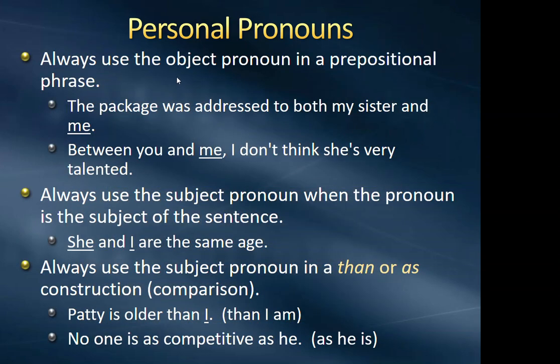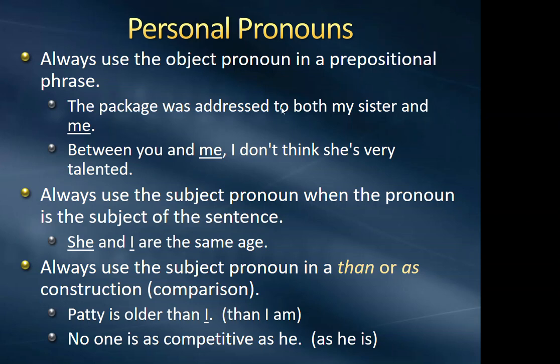So you always use the object pronoun in a prepositional phrase. So if the sentence says, the package was addressed to both my sister and me. And the easiest way to know when to use me or I, a lot of people say I. They'd say the package was addressed to both my sister and I, but that's not correct. You take out these other words, my sister, and say, the package was addressed to I. Does not make sense. That sounds awful. So the package was addressed to me. So just get rid of some of this other clutter and see if you should use me or I.